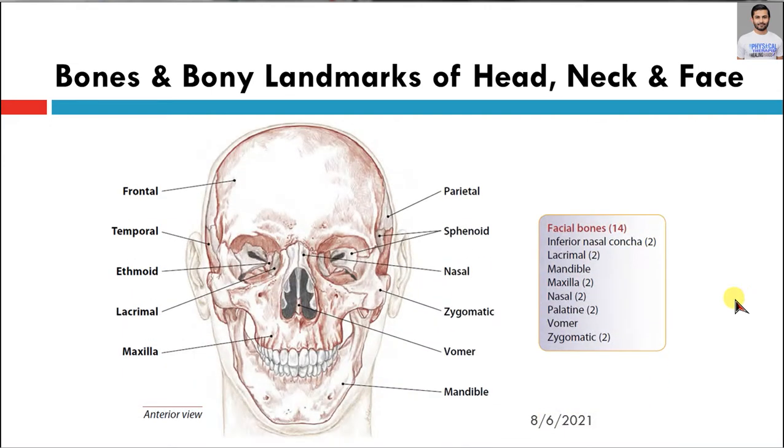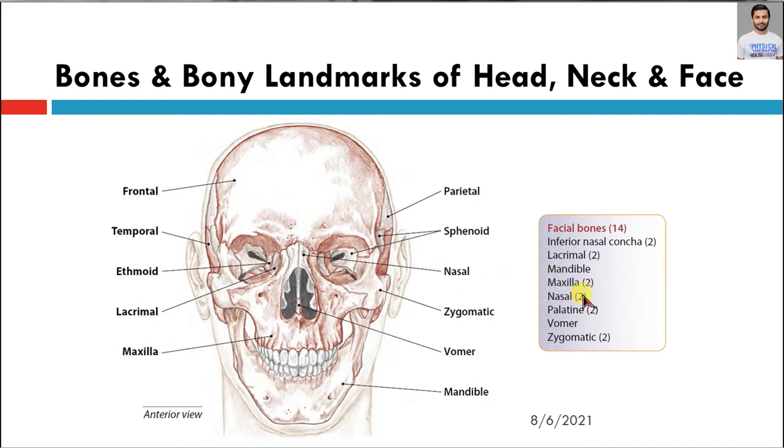If we discuss the bones and the bony landmarks of head, neck, and face, these are 14 bones. Together they are called the facial bones or the 14 bones that make up the face. They are the nasal bones, especially the inferior nasal concha. There are two. The lacrimal bones, there are two. Mandible, two. The mandible is just one bone, but if you divide it in the midline, then you can say two, but there is no description in the anatomy books like right or left, it is just a single bone.